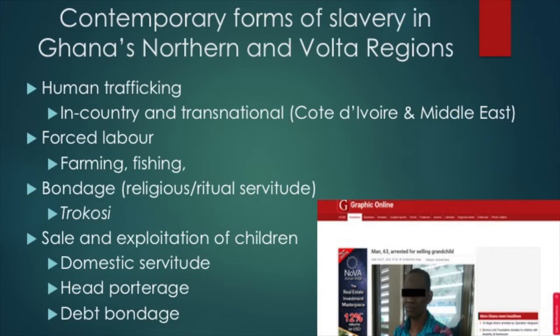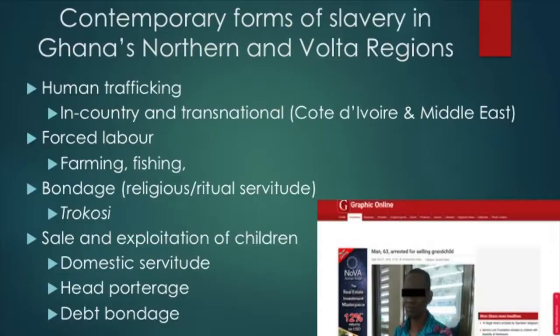And so in the northern and Volta regions where we have visited so far in this research, we have identified human trafficking, forced labor on farms and in fishing communities, bondage, and religious or ritual servitude, the famous one being trokosi, which is very difficult to actually categorize as a modern form of slavery because it is a religious practice that brings benefit to the adherents or followers of the religion. But again, in terms of the rights of young girls who are taken to shrines to serve the penalties of their parents or relatives who have erred on the side of the deities, it can also be considered a form of slavery because their fundamental human rights to a large extent are infringed upon.